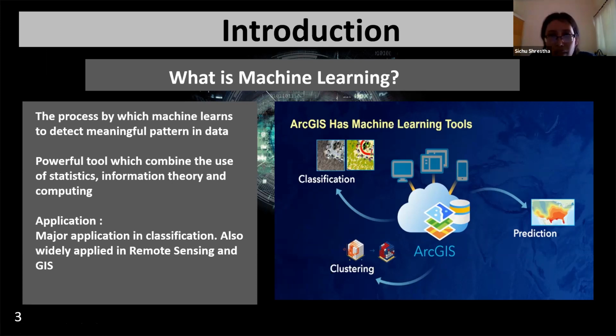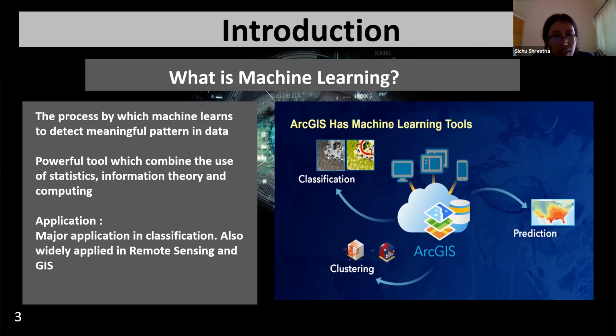Machine learning is the term that we hear often these days. So what is machine learning? Machine learning refers to a set of data-driven algorithms and techniques that automate prediction, classification, and clustering. It is a process by which a machine learns to detect meaningful patterns in data. It is a powerful tool which combines the use of statistics, information theory, and computing, making it a powerful and solid science with a firm mathematical base.